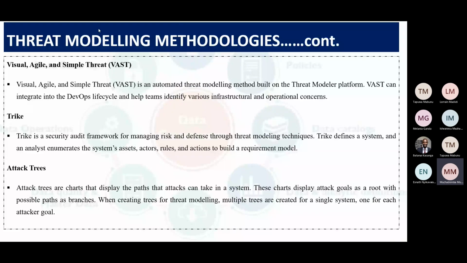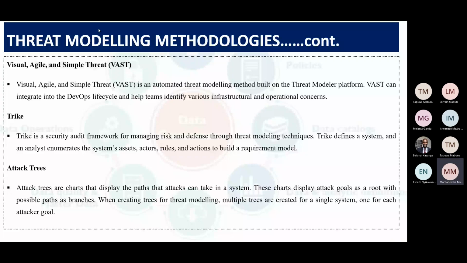Then we go on to Visual, Agile, and Simple Threat, which is VAST. VAST is an automated threat modeling method built on the ThreatModeler platform. VAST can integrate into the DevOps lifecycle and helps teams identify various infrastructural and operational concerns. The other methodology is TRIKE. TRIKE is a security audit framework for managing risk and defense through threat modeling techniques. TRIKE defines a system, and an analyst enumerates the system's assets, actors, rules, and actions to build a requirement model.